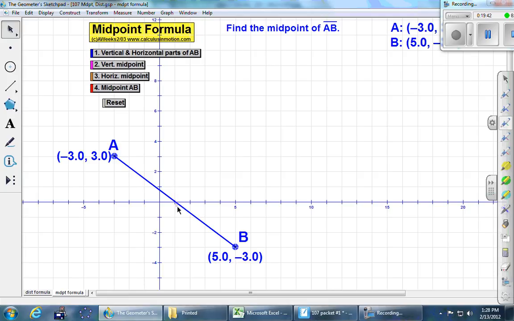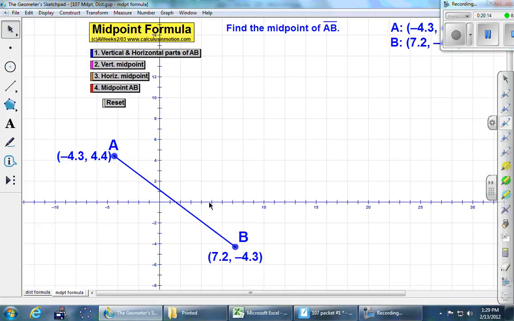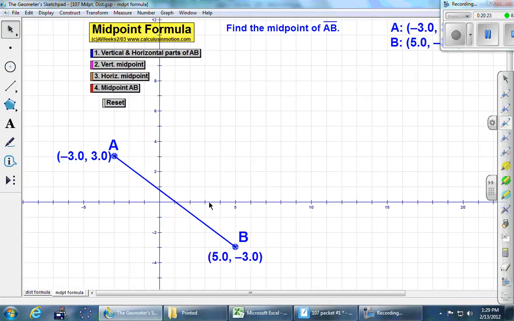The middle of the line, which is this guy right here, I can think of it as separating the x's and the y's out. Look at the x's. The x's are -3 and 5. Do you believe that if I find the middle of those two numbers, I'm going to find the middle of this line? 5 is out here, -3 is out here. If I find the middle of the x's, then that's going to find me the middle of the line. So let's give it a shot.